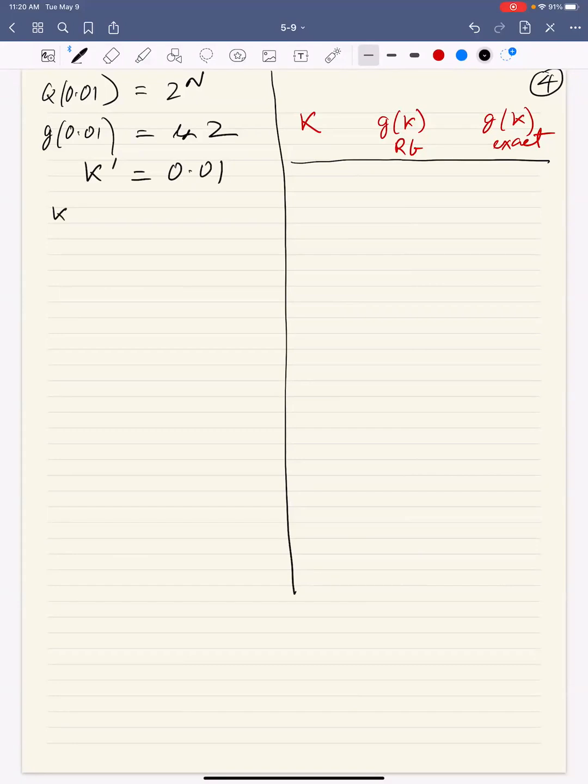So K prime is equal to half ln hyperbolic cos of 2K, right? And you know the value of this one. This is 0.01. So you can calculate the value of K, right? It's just one line of algebra. When you do this, you will find that K turns out to be 0.100334.